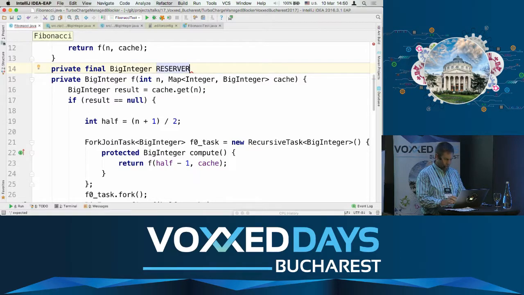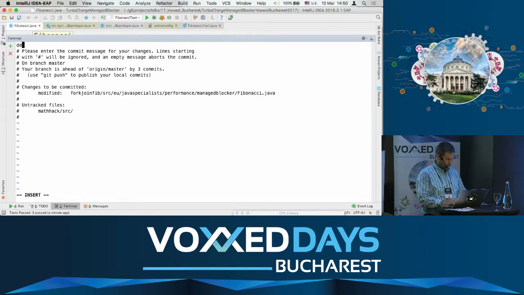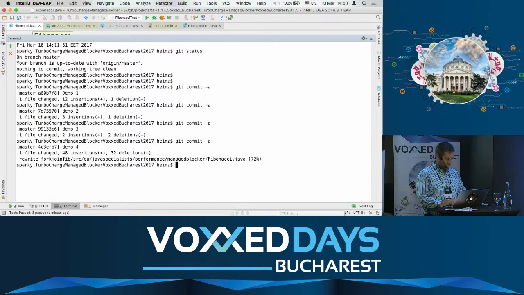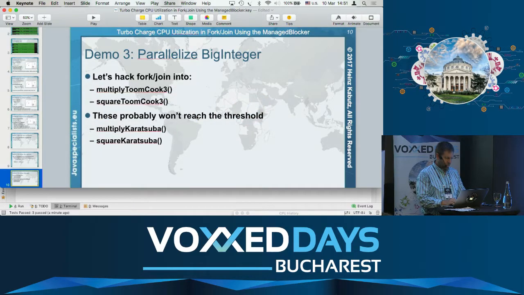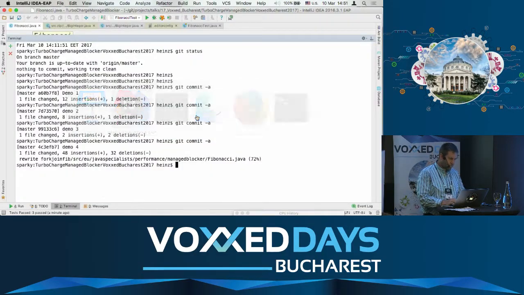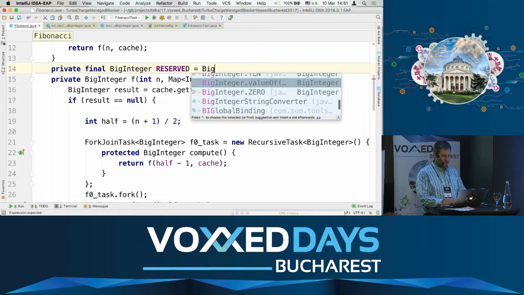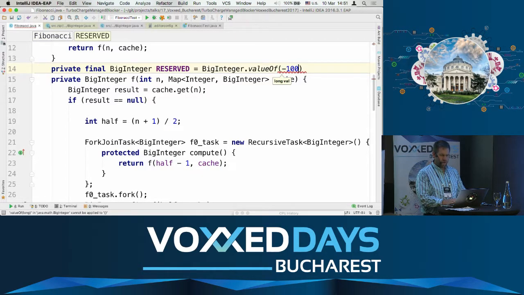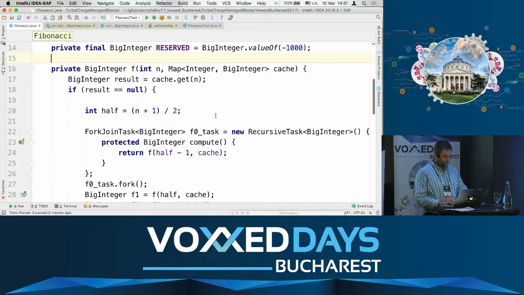Oh, before I do that, git commit demo 4. Was it demo 4? I can't remember. Yes, demo 4. That was this one. Good. Okay. So reserved equals BigInteger.valueOf of minus 1,000, some large negative number.